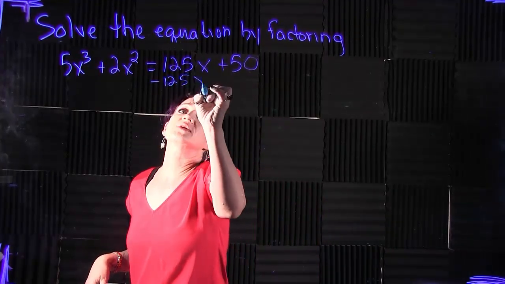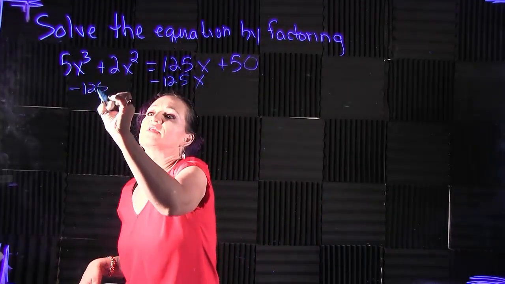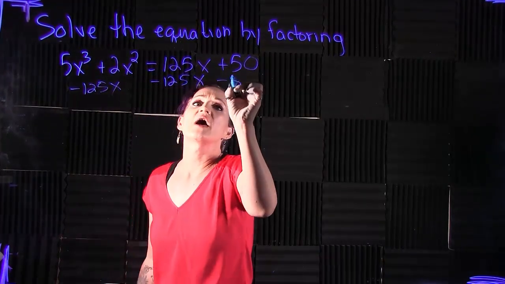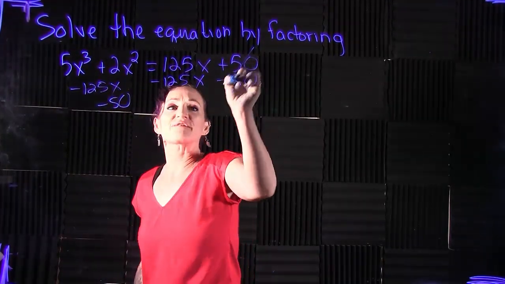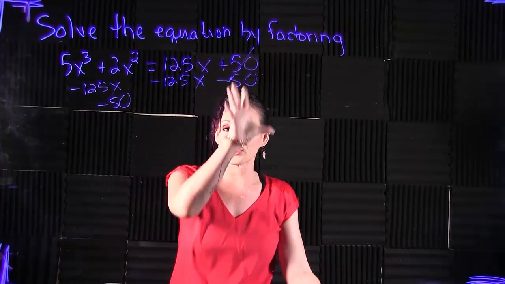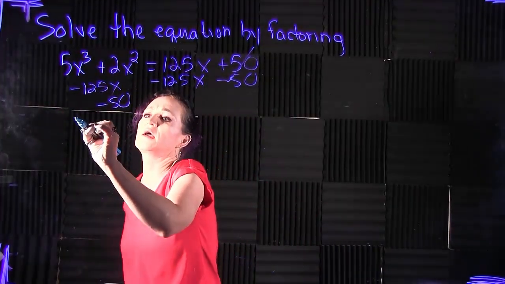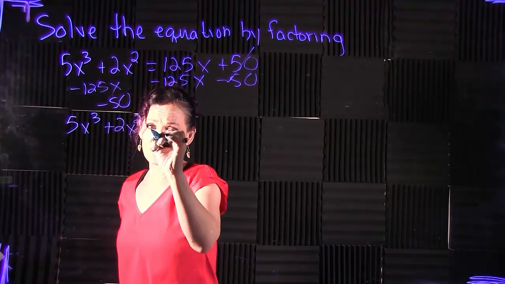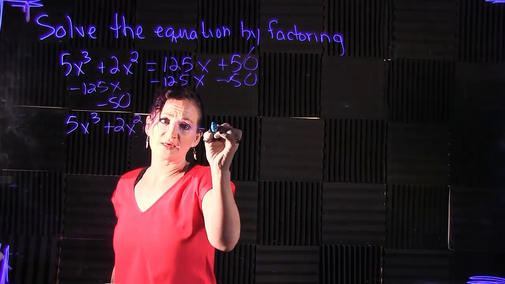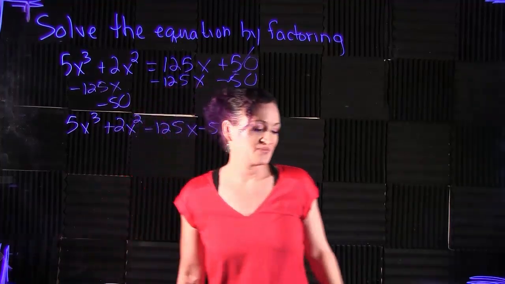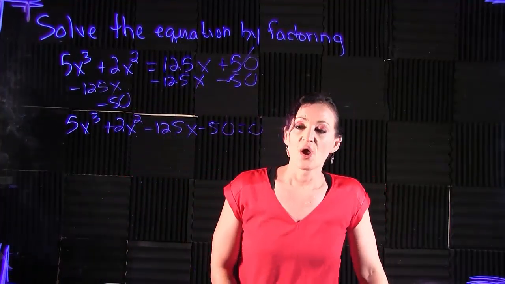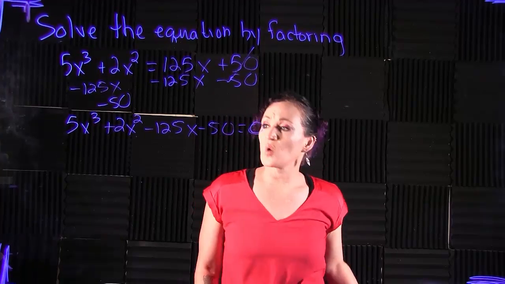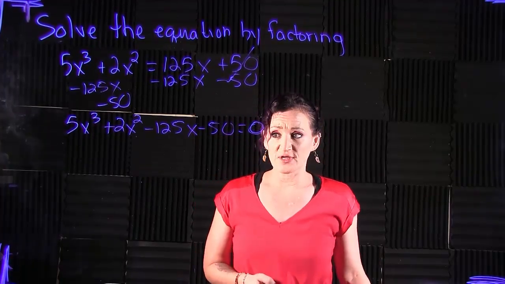So the first thing I'm going to do is subtract this 125x to the left-hand side. I'm also going to subtract that 50 over to the left-hand side. So everything is over on that side, which would look like that: 5x cubed plus 2x squared minus 125x minus 50 is equal to 0. Once we have everything over on one side, now we are going to factor this.